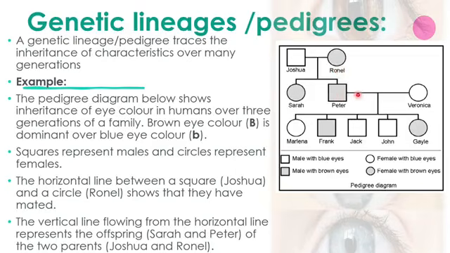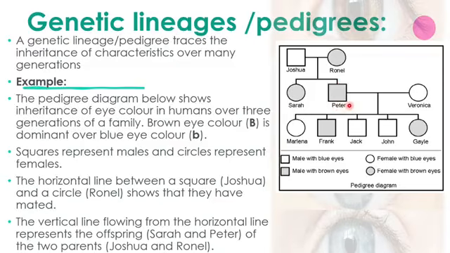The horizontal line between the two squares means they married. So Peter married Veronica, and Veronica's got blue eyes, and in their offspring, they had a lot of children, 5 kids, we can see that there are children with blue eyes as well as children with brown eyes. For them to have children with blue eyes, we know that Peter must be heterozygous.